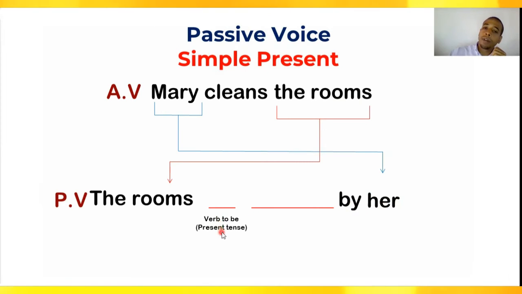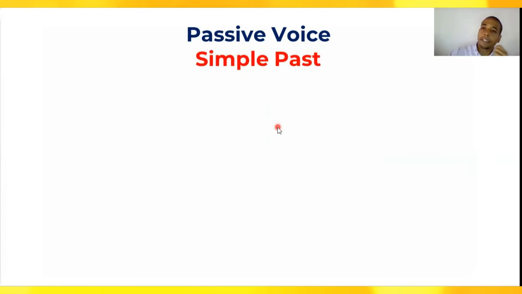Verb to be, present tense, but since we have rooms, this is plural form, are. The same, past participle of clean is a regular verb, you put ed. As simple as that. The rooms are cleaned by Mary. Passive voice, simple present. Let's go to simple past.